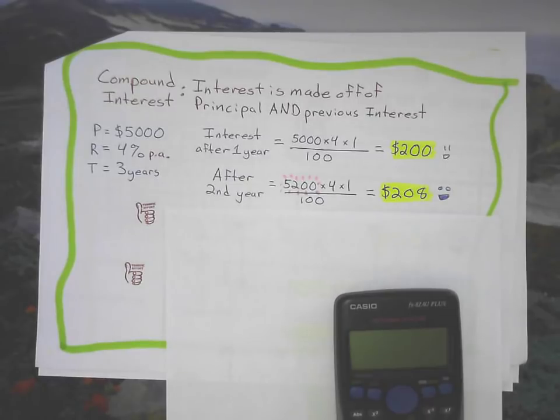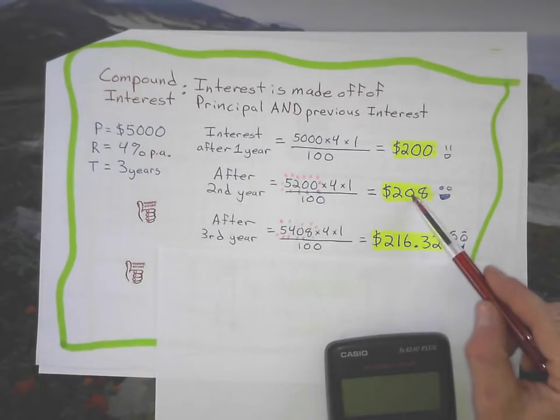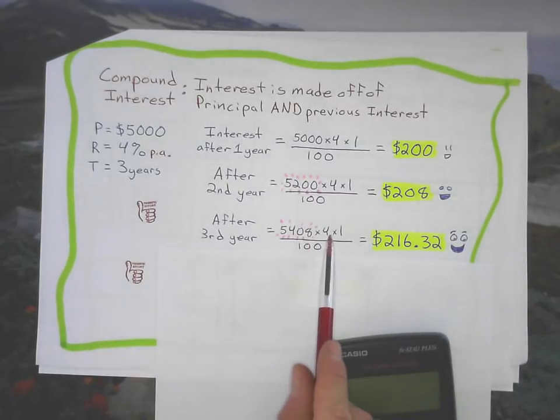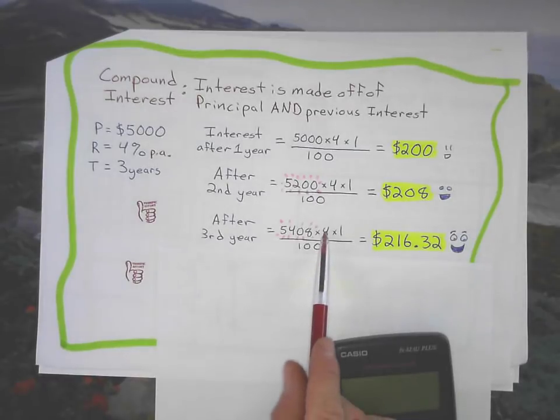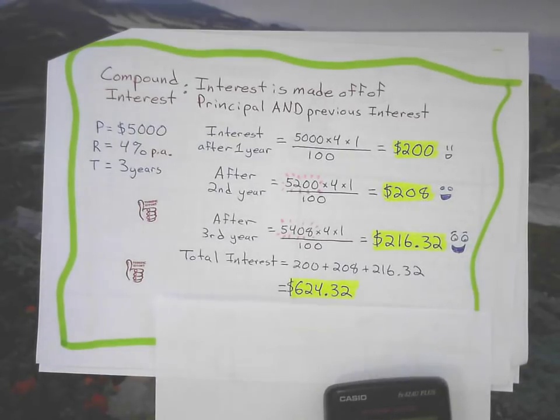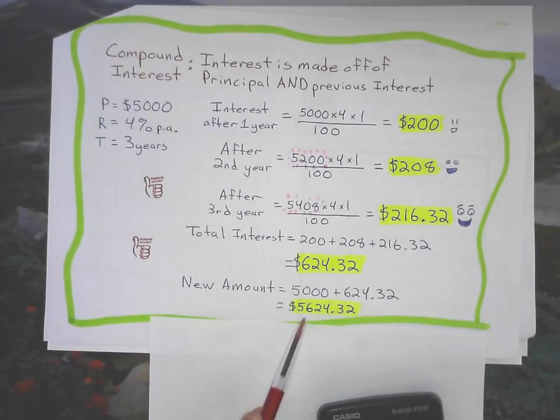At the end of the third year, this keeps adding on to the amount in your bank. At the end of the third year, I have 5,408 times the interest rate divided by 100 to make it a decimal, times another year. So each year I make more interest. And my total interest after 3 years, there's year 1, year 2, year 3, is $624.32. Now I already had the original 5,000 in there. So that means after 3 years, before any taxes are taken out, I'd have $5,624 in the bank with these interest rates in this time.